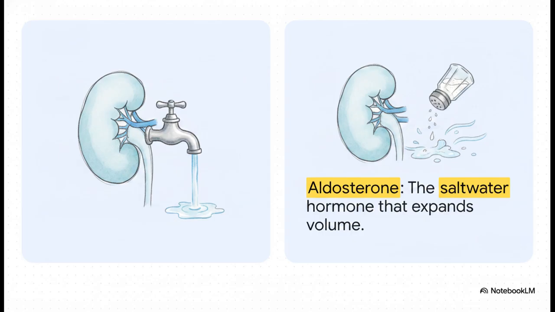First up is ADH, antidiuretic hormone. I want you to think of ADH strictly as the tap water hormone. It tells your kidneys to retain pure water, which dilutes your body fluids when osmolarity gets a bit too high. Second, we have aldosterone. This is your saltwater hormone. When blood volume or blood pressure drops, aldosterone tells the kidneys to retain sodium, and water naturally follows that sodium. This expands the overall extracellular fluid volume. Tap water versus salt water. Remember that, and honestly, you will never confuse the two again.